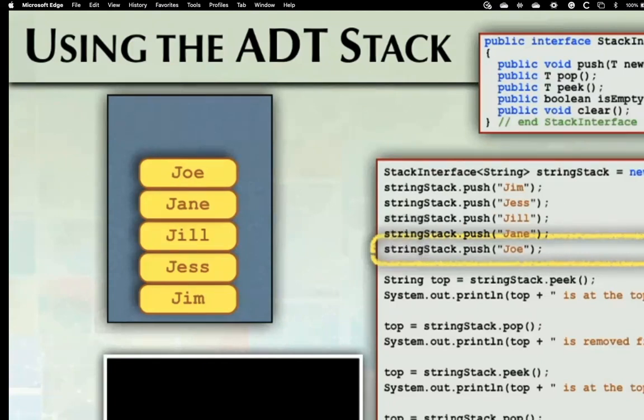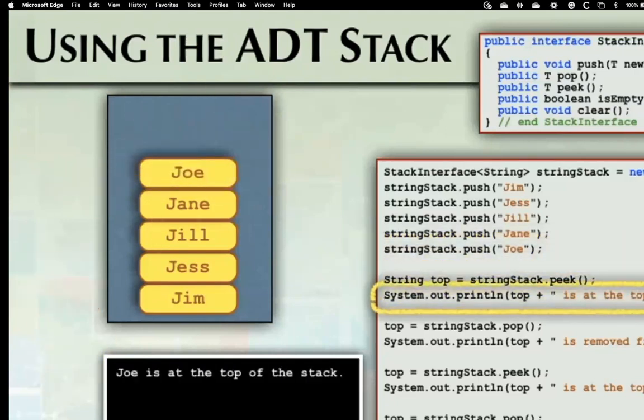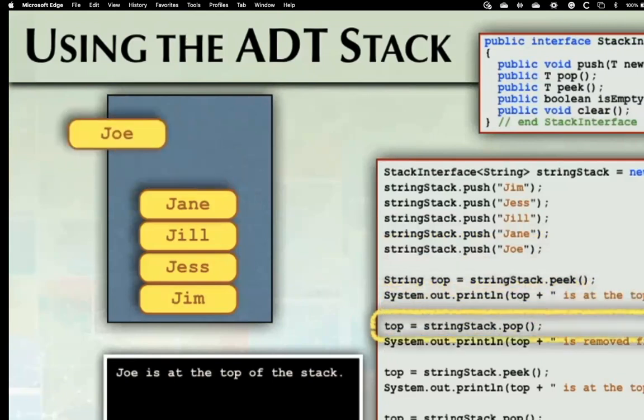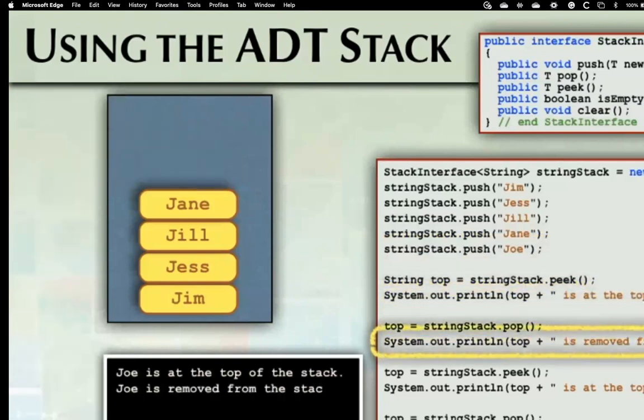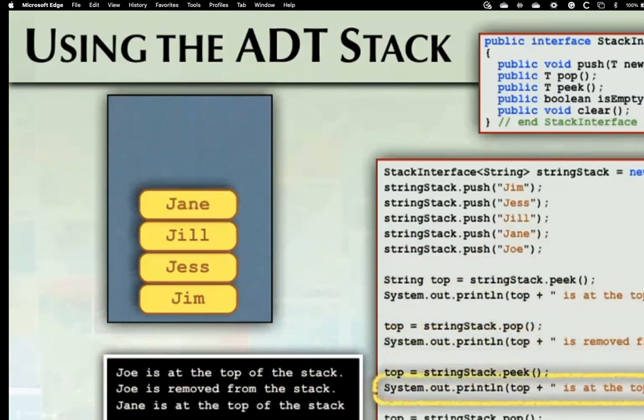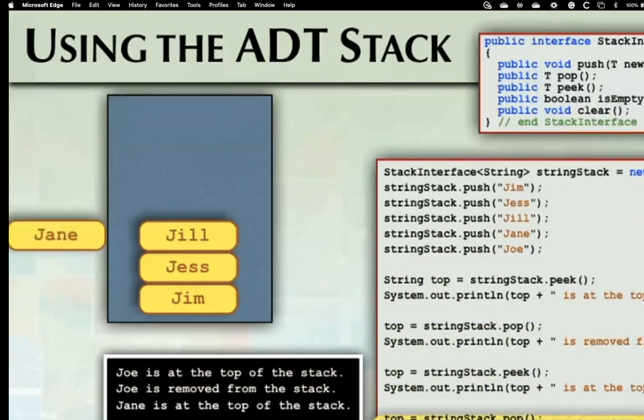If our client would like to access Jim, each of the names above him would need to be removed or popped from the stack before Jim could be accessed. The string at the top of the stack is Joe. The peek retrieves it, so our print statement displays the message Joe is at the top of the stack. By calling pop, we retrieve Joe and remove him from the stack. A subsequent call to peek retrieves Jane. The pop retrieves Jane and removes it. 3 more calls to pop would remove Jill, Jess, and Jim, leaving the stack empty. After that, a subsequent call to either pop or peek would return null.